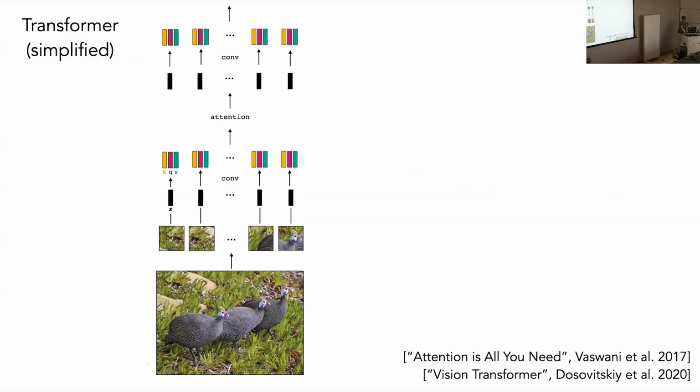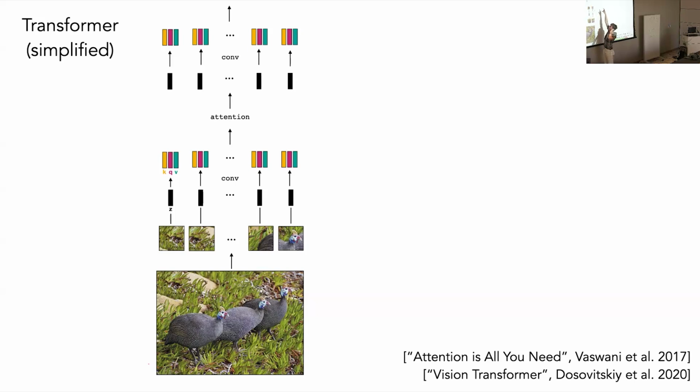So a simplified version of a transformer, like the Attention Is All You Need or the vision transformer paper: you have your input image, you break it up into patches, and you run each of these through a little tiny neural net. Now, for each of these, we project to a key, a query, and a value, and then we do attention across all of those to all of those. And then we do it again.